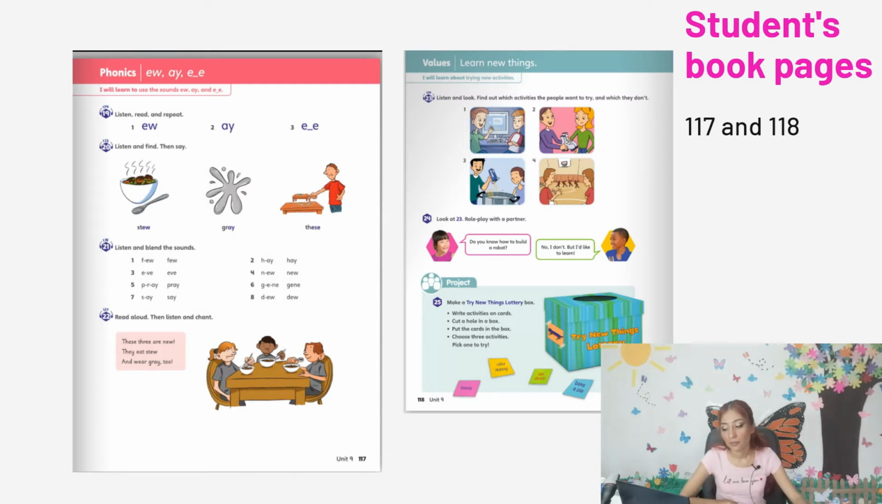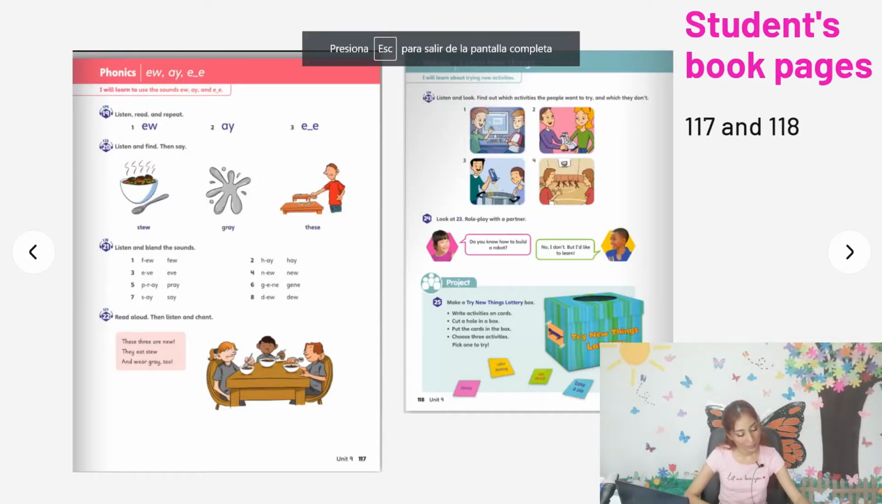3. E. Okay, activity 20 says listen and find and say. So this instruction means that you are going to be listening to these three sounds and words, and you need to find them because they are not going to pronounce them in the order where you are looking at them. So let's do it together.